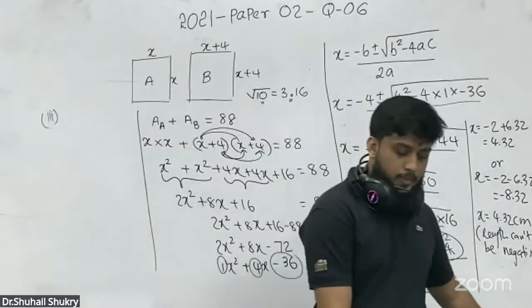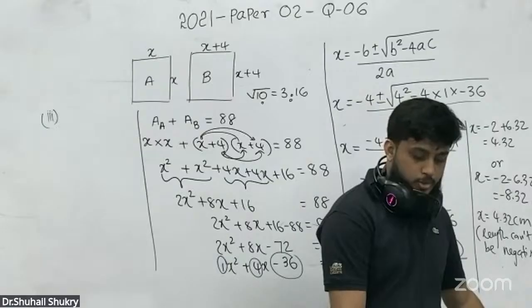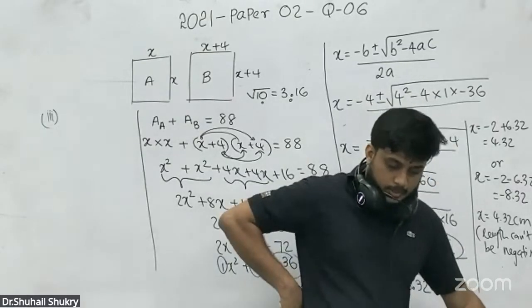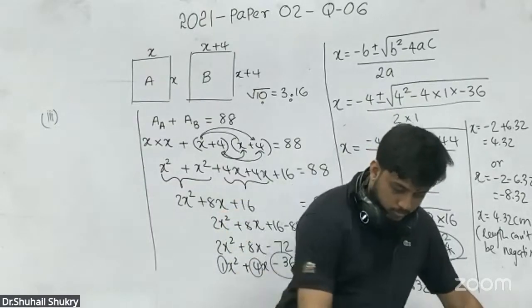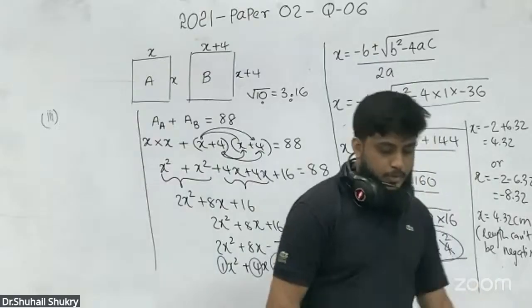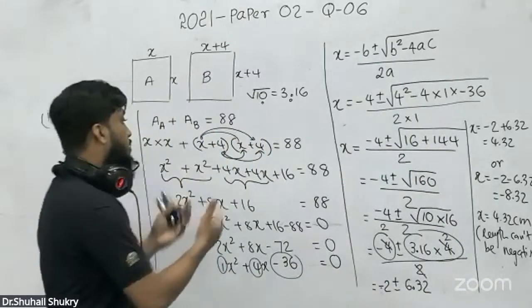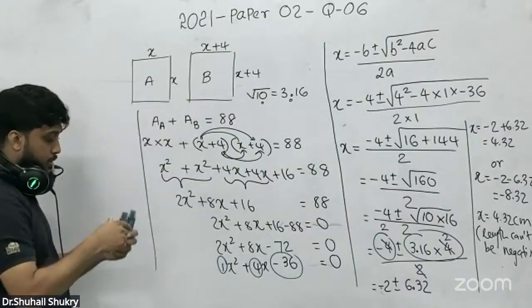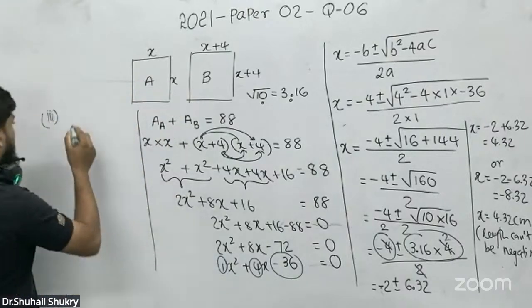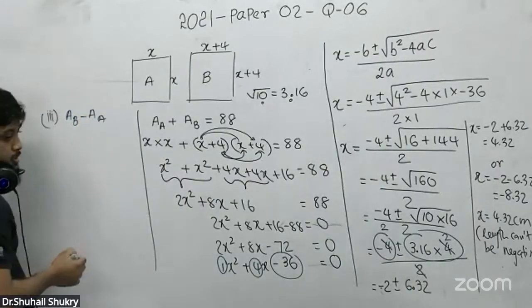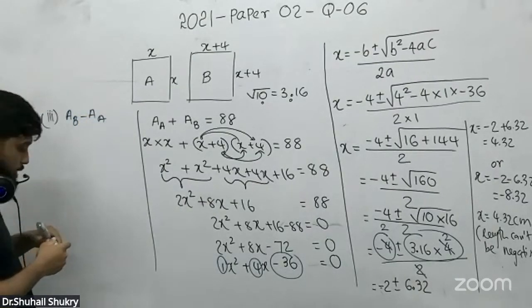4.32. What have they asked? Have they asked for any nearest whole number or something? They didn't tell any whole number or anything? No? Okay. Then they have asked the difference. If you see the difference, now which one is bigger, B or A? B's area is bigger. Then how can we write? Area B minus area A, we will write. Area B minus area A.